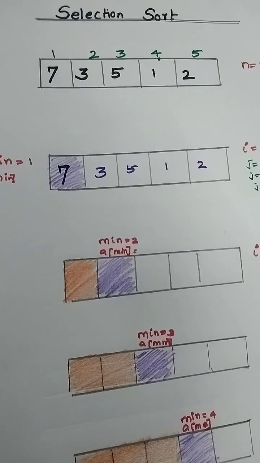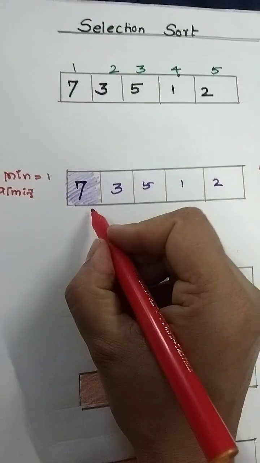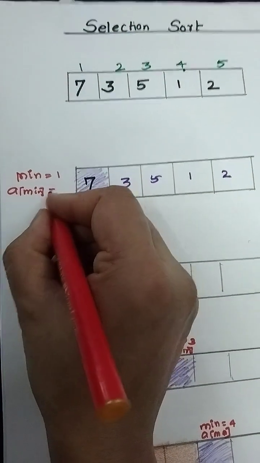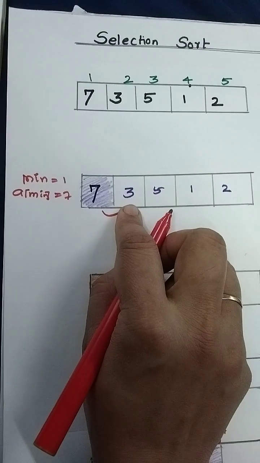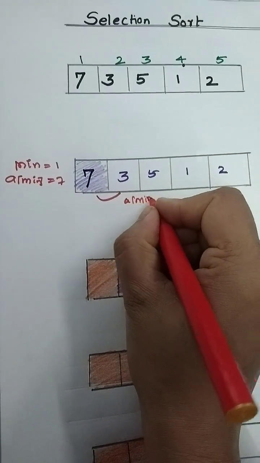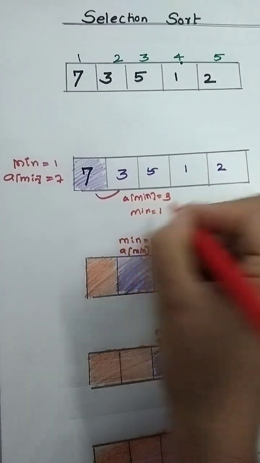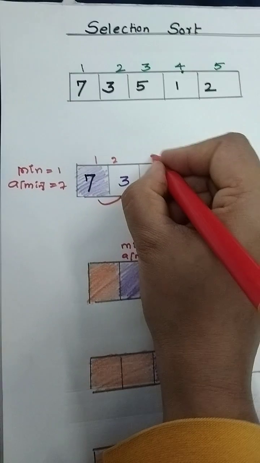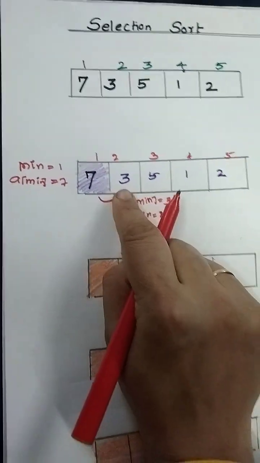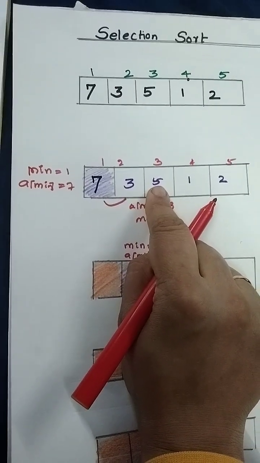Now let us compare. 7 is compared with 3. That is minimum position. A of minimum is how much here? 7. 7 is compared with 3. 3 is less than 7. So A of minimum element becomes now how much? 3. And this position, minimum position becomes this one, 1. Okay, that is 1, 2, 3, 4, 5. The minimum position becomes now 2. Now 3 is compared with 5. 3 is less than 5. The minimum remains 3 only.